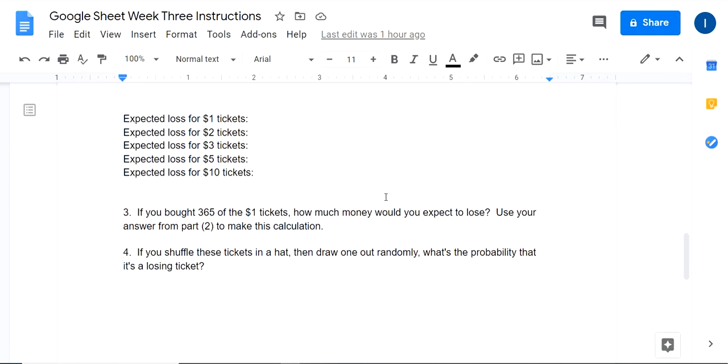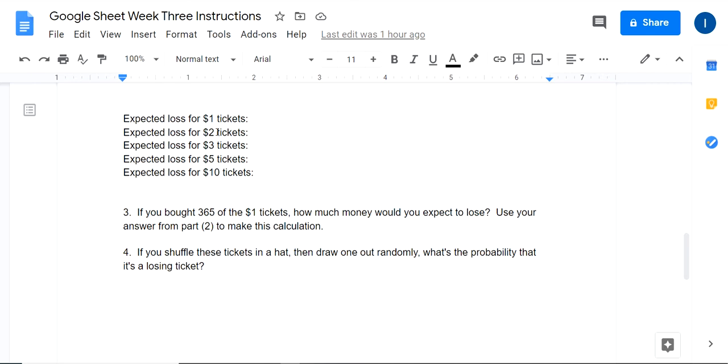Then part 3 says you bought 365 of the $1 tickets. How much would you expect to lose? So use your answer from part 2 to make this calculation. Okay? So think about what expected value means. It means how much we expect to lose for just one item. If you buy 365 of these items and you lose 70 cents each time, how much money should you expect to lose in total?